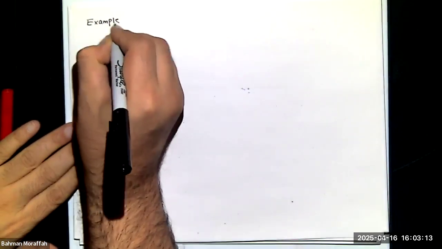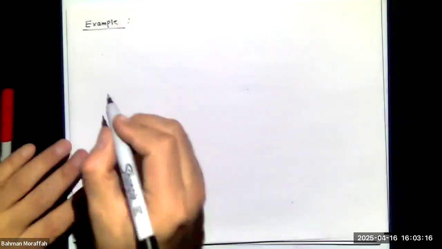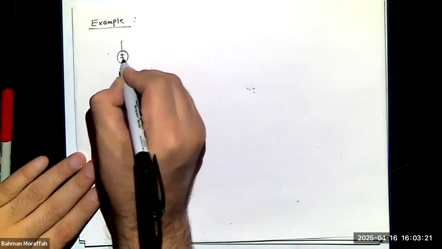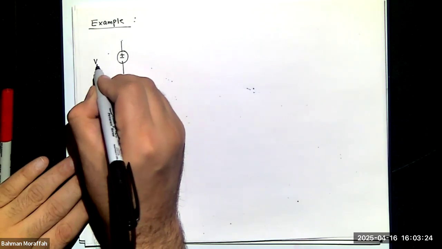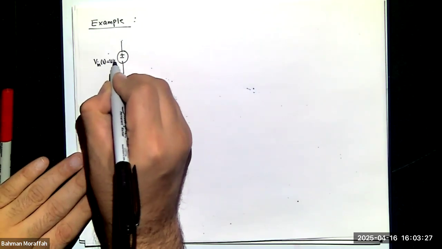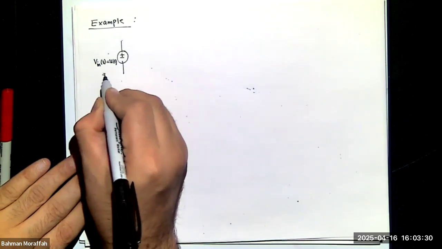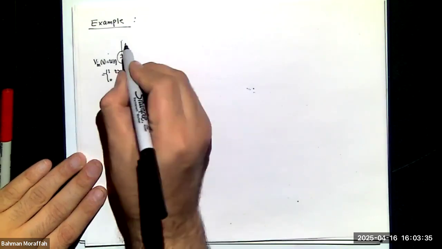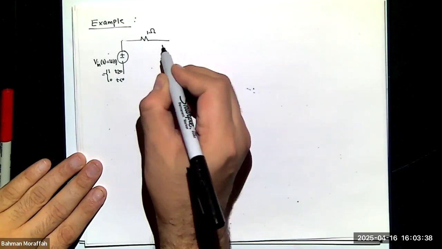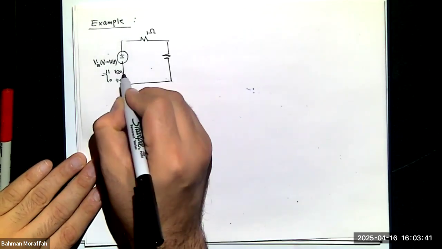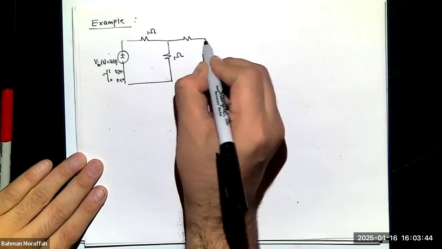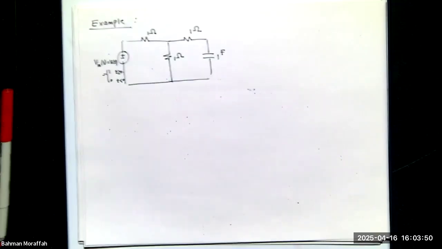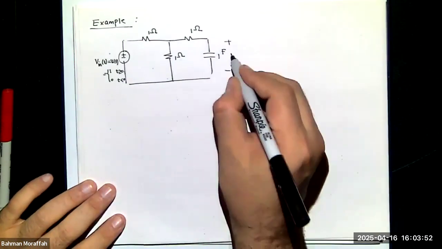Example. Let's just say I have a circuit that looks like this. V in of t is u of t, which means it is 1 for time greater than 0. For time less than 0, it is 0. I have a 1 ohm resistance here, another 1 ohm resistance here, another 1 ohm resistance here, and I have a 1 farad capacitor over there, and this is V out.